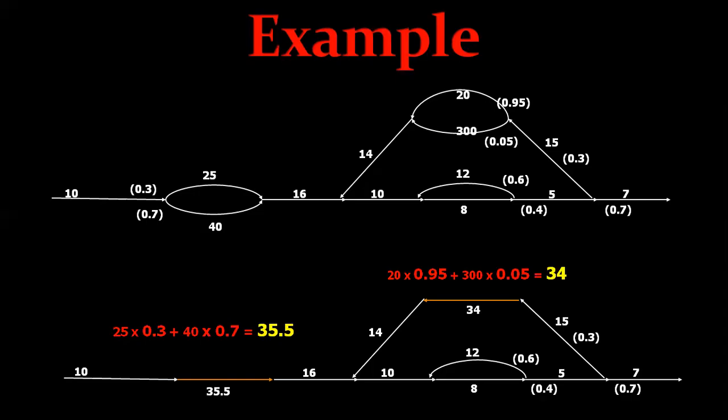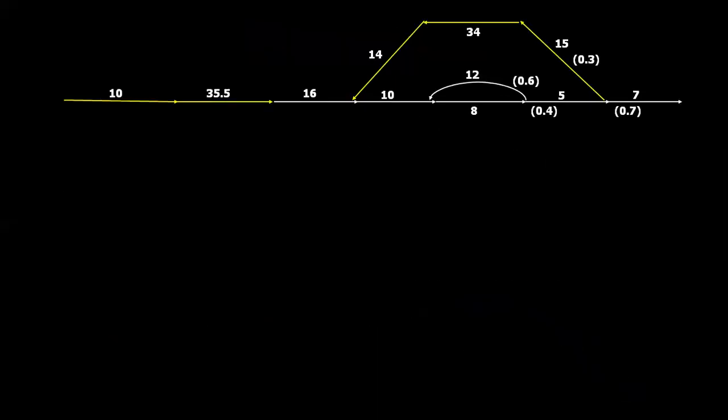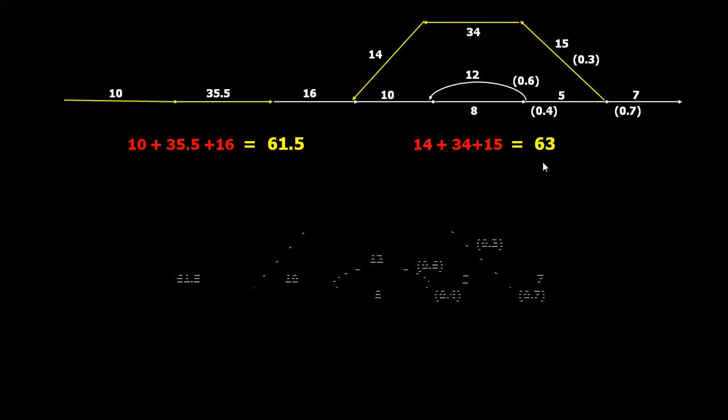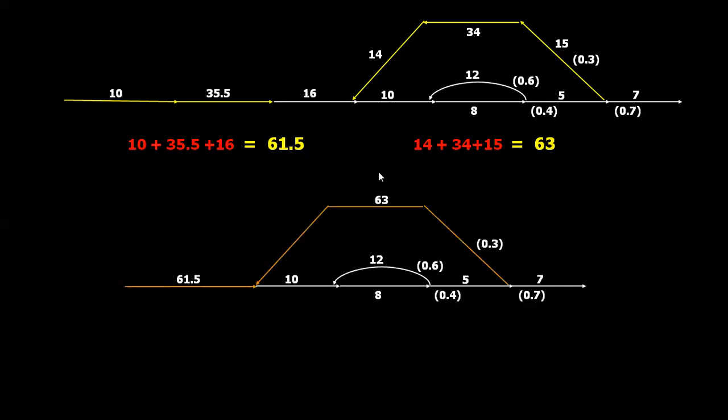Okay, after that, let us see this particular thing. Now by applying this here, since they are serial, we are adding 10 plus 35.5 plus 16, which is 61.5. And here, since these are serial, 14 plus 34 plus 15, which is 63. So when I replace it, I will have it like this. See, this 61.5, I got like this. And this is because these are again in serial. I got this 63. How? Those three lines put together, I got 63.